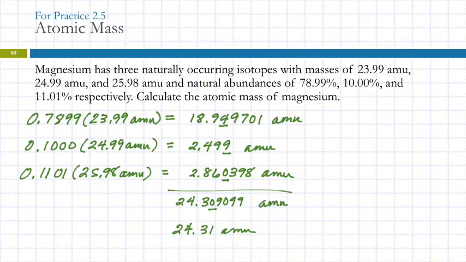What's it say on the periodic table? This one says 24.3051. Does that round to 24.31? Yes, it does. Any questions?